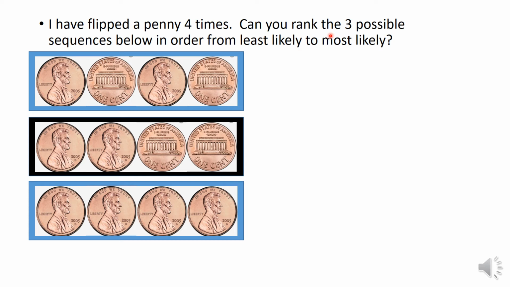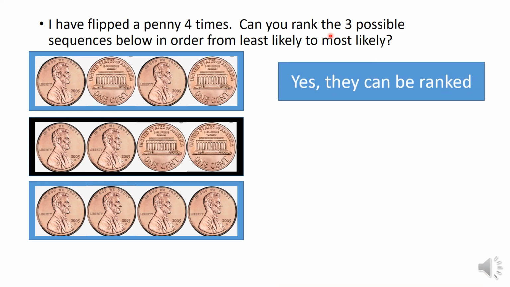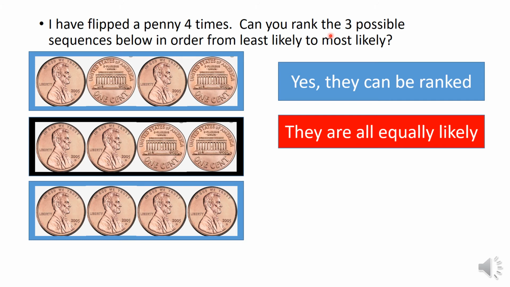Okay, so I'm assuming that you are done thinking about it. So the answer: yes, they can be ranked, but they're all equally likely. If you thought that this sequence was more likely than the bottom sequence, then you have been the victim of an illusion, and we'll talk about that illusion.